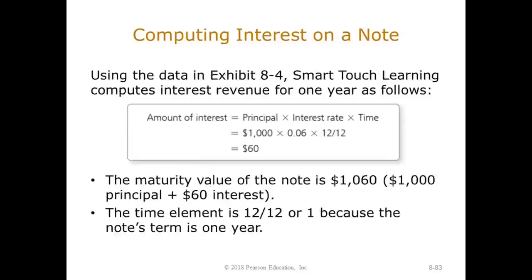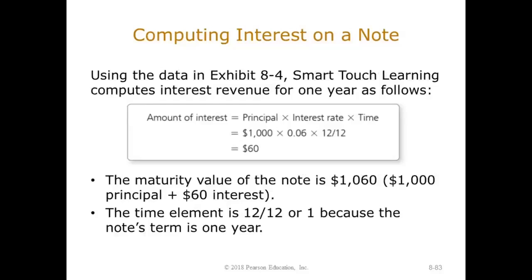So this example up here, we're going to compute interest revenue for 1 year. We're going to assume that this note started January 1 and ended December 31st. So the amount of interest, I've got principal of $1,000, my interest rate is 6%, and my time is 12 months divided by 12 months. So really, the amount of interest that I'm going to receive is $60. That interest is going to be revenue to me.